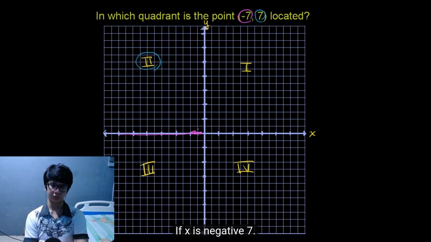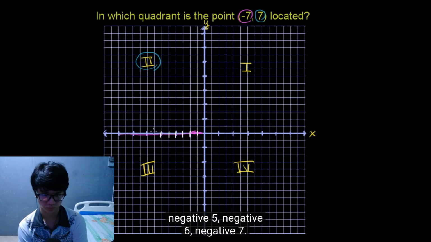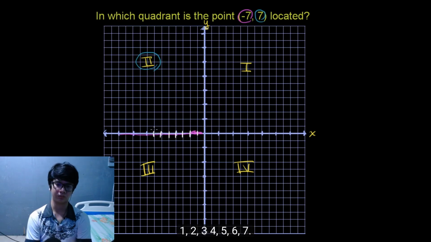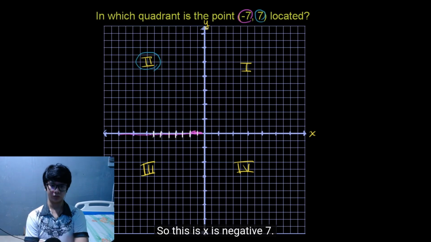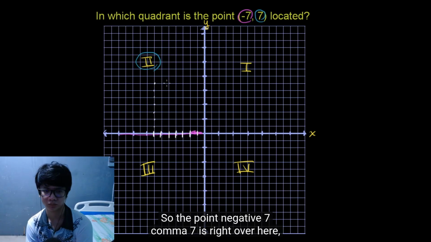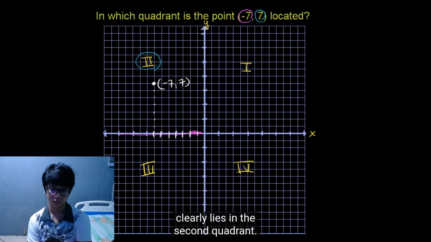If x is -7, so that's -1, -2, -3, -4, -5, -6, -7. Did I do that right? 1, 2, 3, 4, 5, 6, 7. So this is x is -7, and then we have to go up 7 because y is equal to +7. So 1, 2, 3, 4, 5, 6, 7. So the point -7, 7 is right over here, clearly lies in the second quadrant.